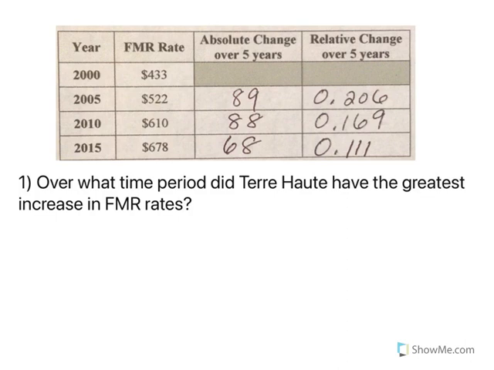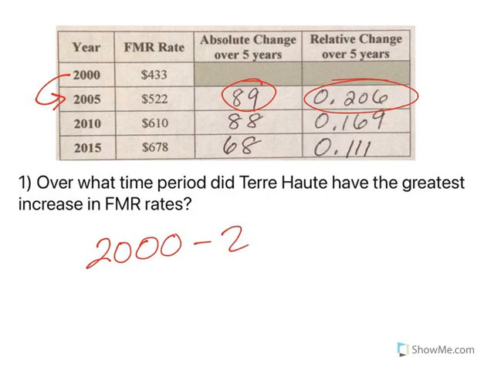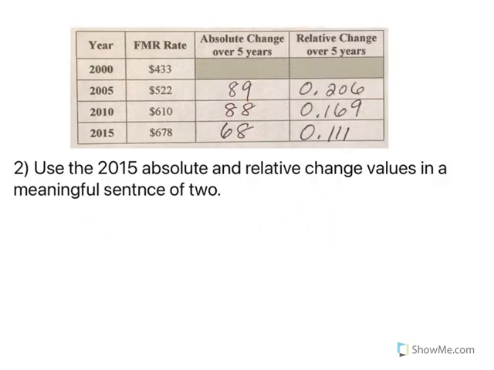Over what time period did Terre Haute have the greatest increase in fair market rental rates? Greatest increase. Well, from 2000 to 2005. You can see not only do we have the largest absolute change, but we have the largest relative change. So 2000 to 2005, that 5-year period is the greatest.